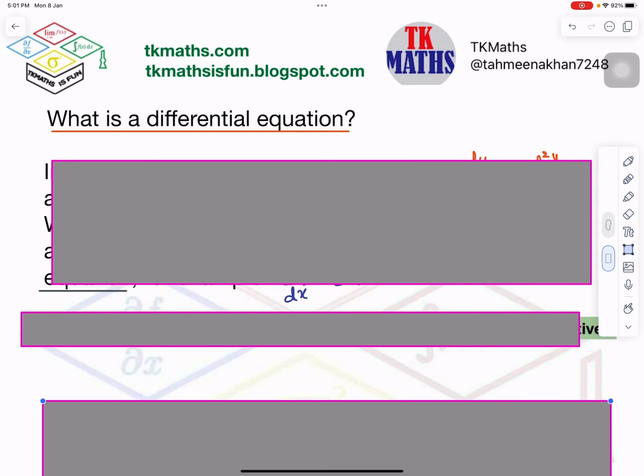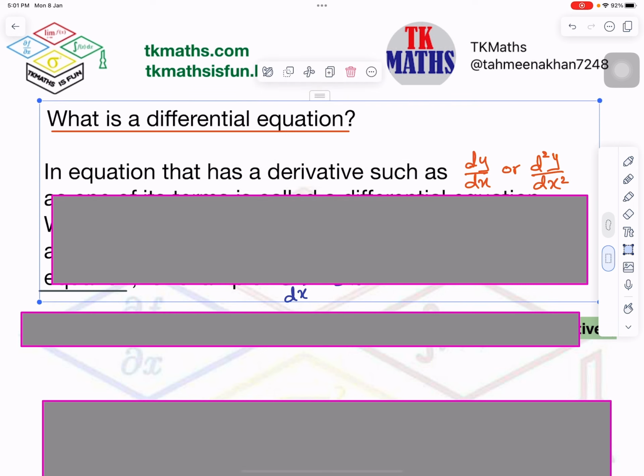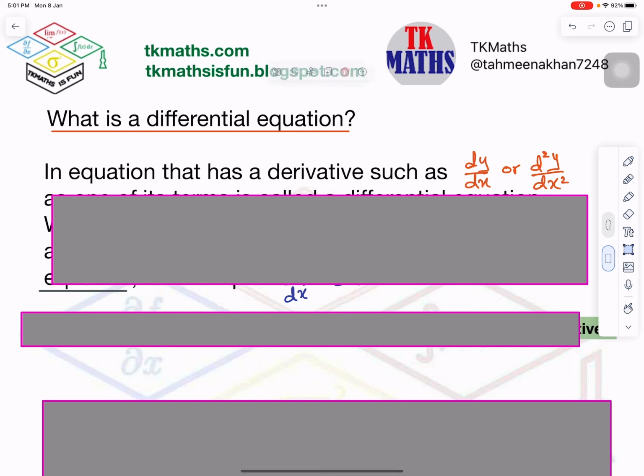We all know what an equation is. So in the equation, if there is dy over dx or d square y over dx square, then it is called a differential equation. We know that dy over dx is called the first derivative, d square y over dx square is called the second derivative. So any equation in which derivative and variable come together is called a differential equation.